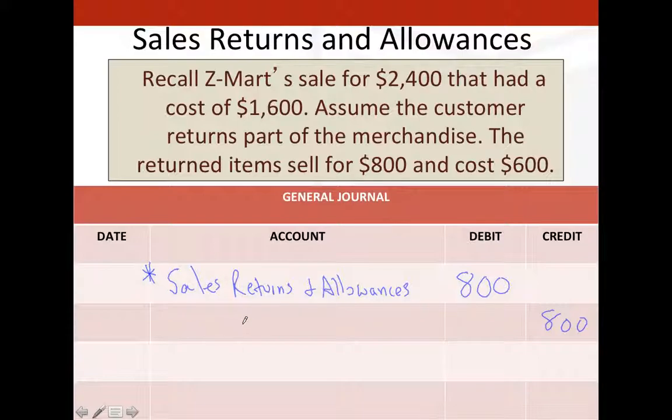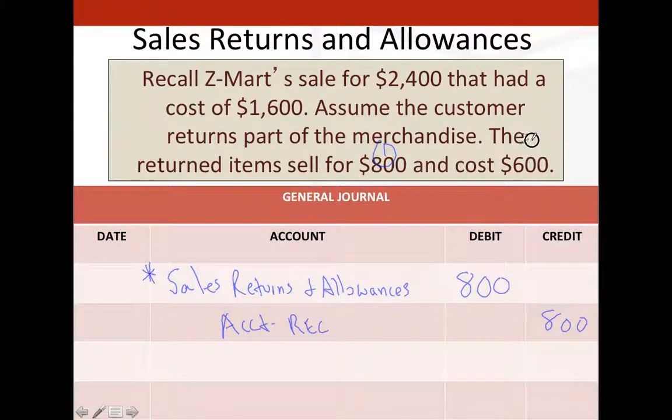So my credit is going to be to basically however the customer had paid. If they bought it on credit, my credit would be to accounts receivable. They don't owe that money anymore. If they paid in cash, I might also have a credit to cash from where I had given them that money back. So that's part one.